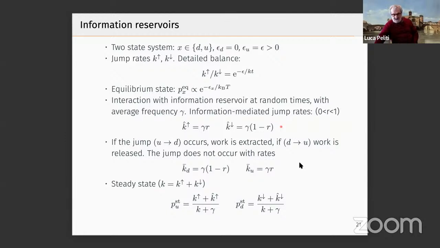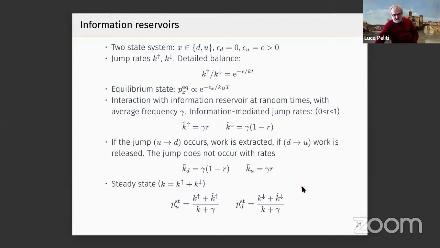But then, of course, there is a possibility that the jumps do not occur, and this happens with the complementary probability of the jump. So we have that you remain in state down with rate gamma times 1 minus R, and you remain in state up with rate gamma times R.